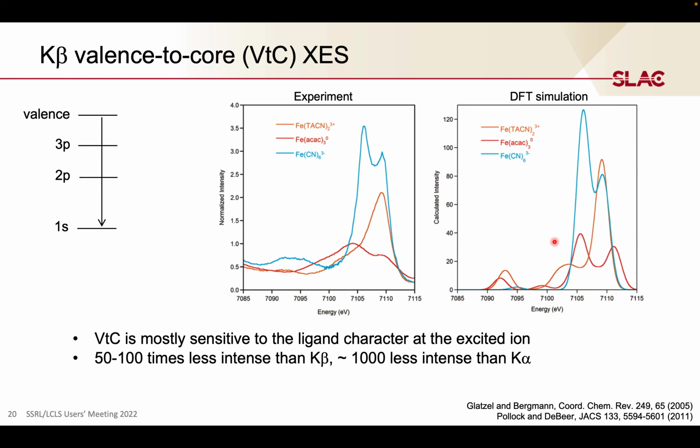Here is the example of 3 different complexes, TACN, acac, and hexacyanide. They have very different ligand environments. They also have different spin states, and the spectra are vastly different. So a lot of information lies in these, and you can also simulate them just doing ground state DFT calculations, and you get spectra that actually reproduce the experimental spectra reasonably well. It's a pretty powerful method.